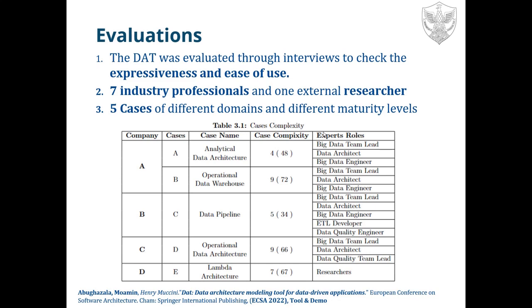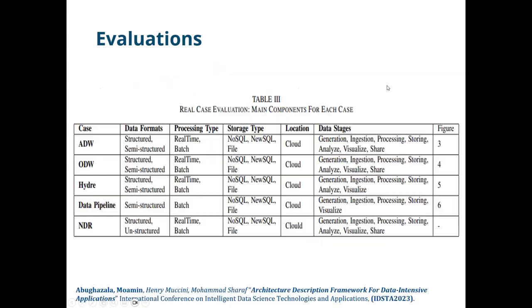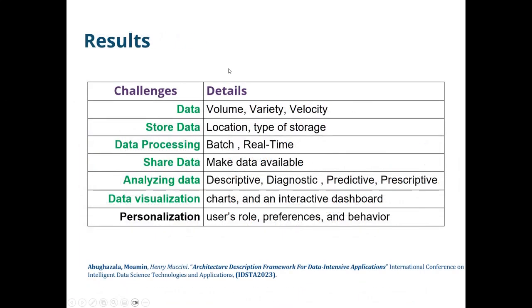These cases include analytical data warehouse, operational data warehouse, data pipeline, and Lambda architecture. The second table shows the case and the main components needed to model the case. As a result, our framework can model a data architecture that has the main data elements and components, which has the ability to describe big data volume, variety, and velocity, store the data in different locations, in different storage, processing type, batch and real time, sharing the data, making the data available, and analyze the data: descriptive, diagnostic, predictive, and prescriptive, and visualizing how to present the data: chart, dashboard, etc.